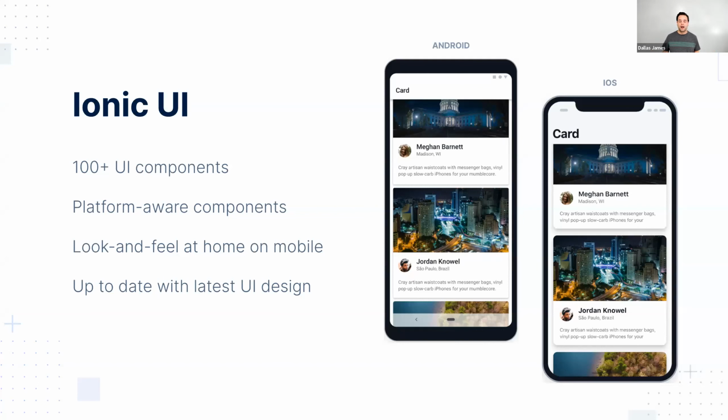We have Ionic UI, which is a suite of 100 plus components that are all adaptive to the operating system on which they're running. We have examples here up on the slide of a card, which is a very common UI pattern, a UI design. And you can see on Android versus iOS how the styles adapt and reflect the best practices for each of the platforms. This allows your applications built with Ionic to feel at home on whatever device they're running on with very minimal effort on the part of the developer.